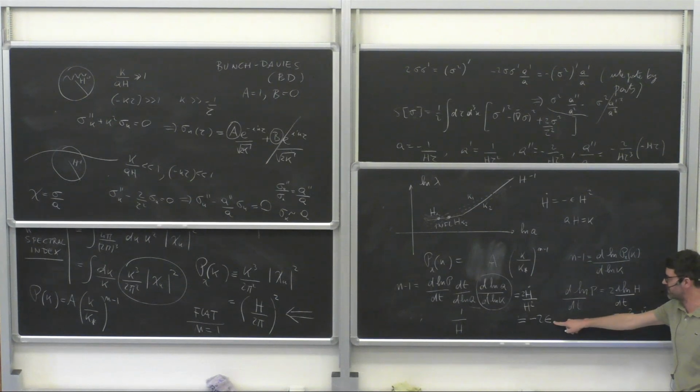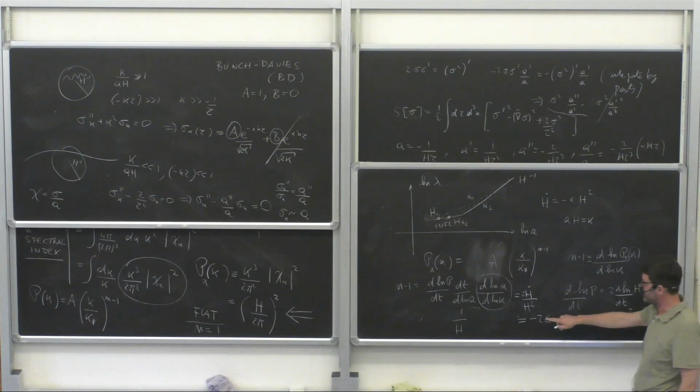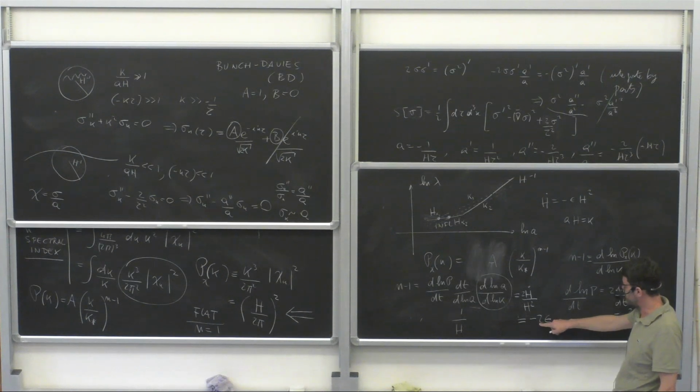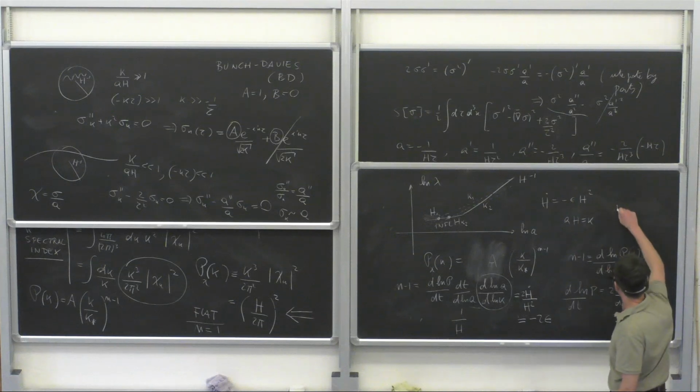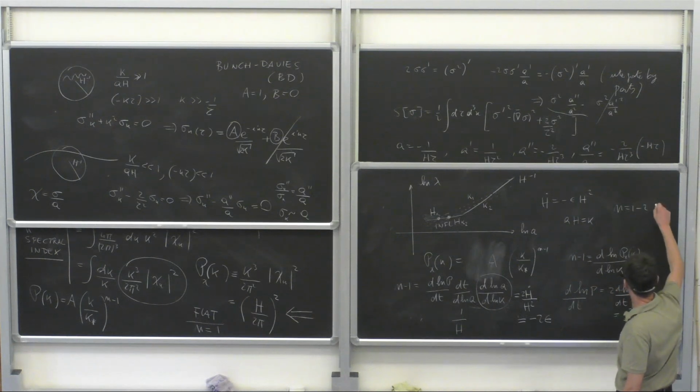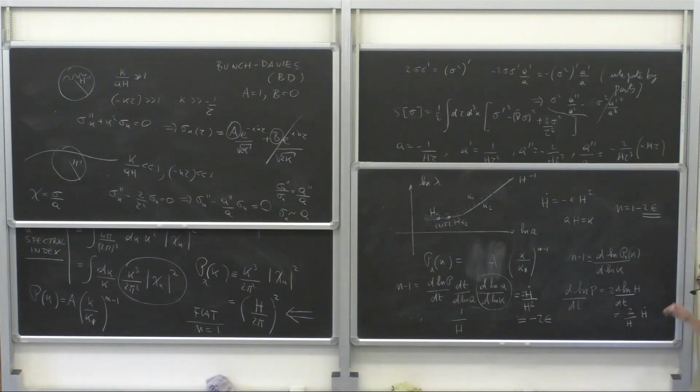So I discovered that, because of the fact that inflation has to end at some point, in slow roll, the spectral index is not exactly 1, but it is n equal to 1 minus 2 epsilon. So it takes into account the fact that inflation is in slow roll. So it is slightly different from 1, a little bit, not that much, but still not equal to 1.